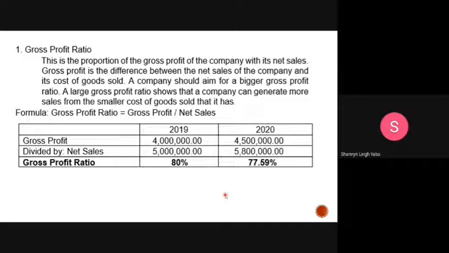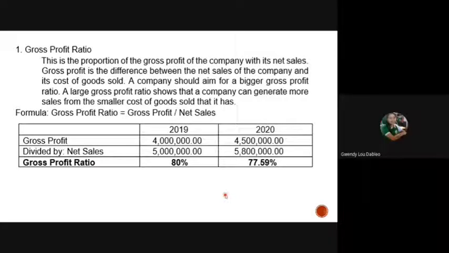Gross profit ratio. This is the proportion of gross profit of the company to its net sales. Gross profit is the difference between the net sales of the company and its cost of goods sold. A company should aim for a bigger gross profit ratio. A large gross profit ratio shows that a company can generate more sales from the smaller cost of goods sold that it has. Formula: gross profit ratio equals gross profit divided by net sales.